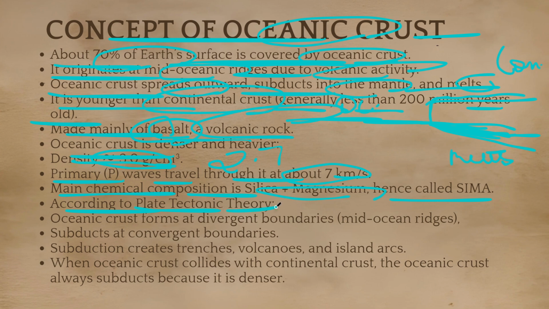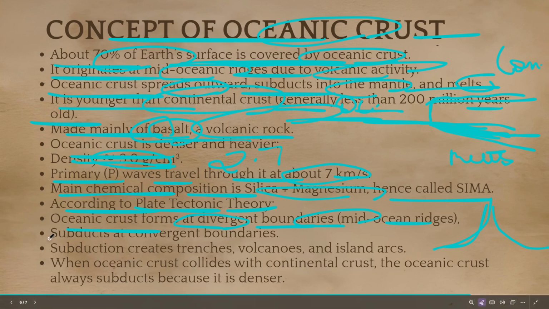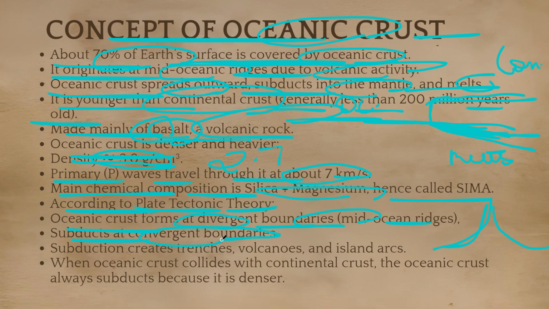According to the plate tectonic theory, oceanic crust forms at divergent boundaries, the mid-ocean ridges. Divergent, like when they rise, and these are called the mid-oceanic ridges. From there, the oceanic crust is formed. It subducts at convergent boundaries. So when it met, I have just taken an example. Convergent boundaries.